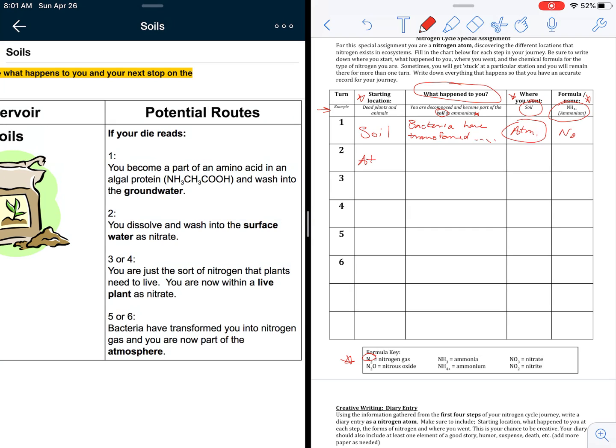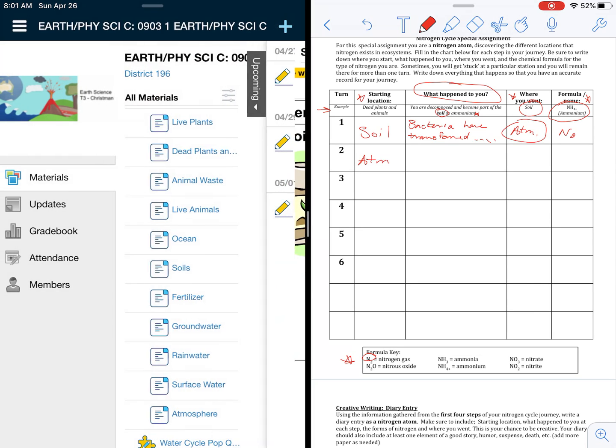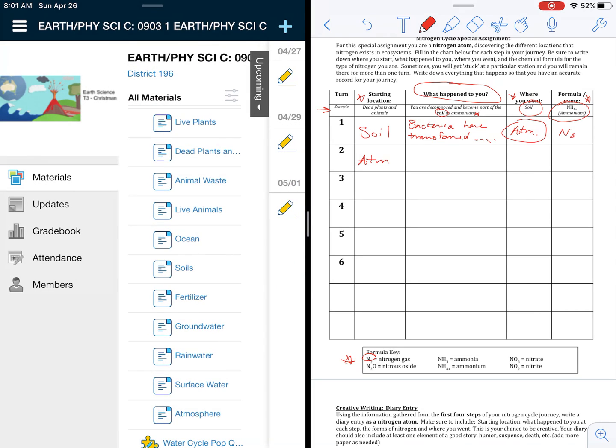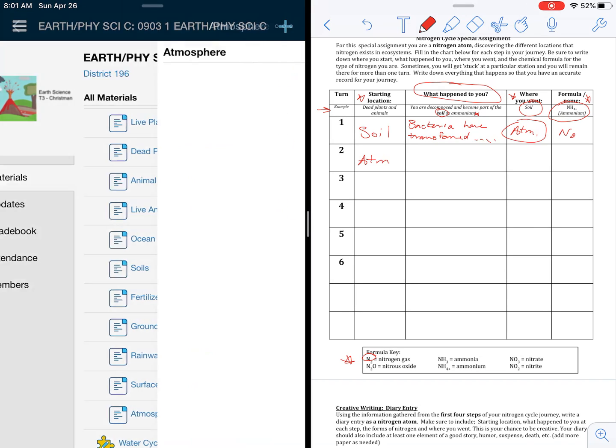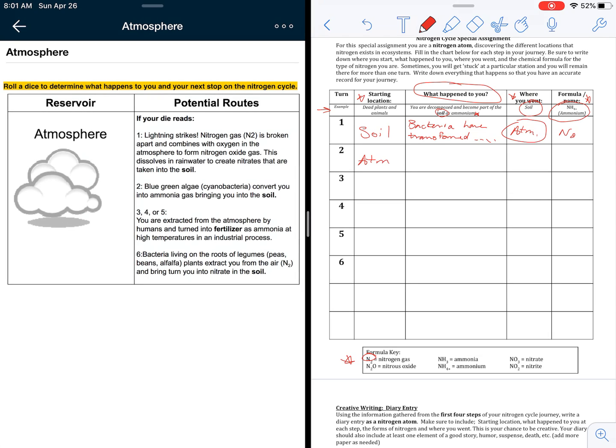That is going to be the first starting location for my next one. So I'm going to go back, and then I'm going to go find atmosphere, right? And just repeat. Okay, I roll my dice, and I figure out where I go. Sometimes you'll go back to the soil again, or you'll go back to the same place over and over. Sometimes you might get stuck. You'll be in the same sphere or the same reservoir over and over. That's perfectly okay. Just rewrite it. Do what you need to do.